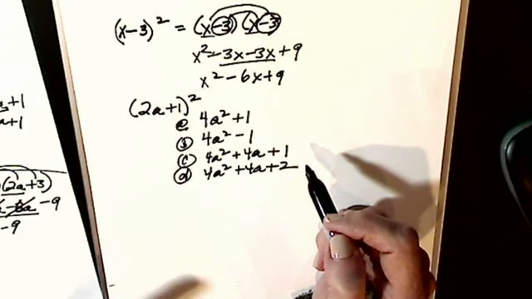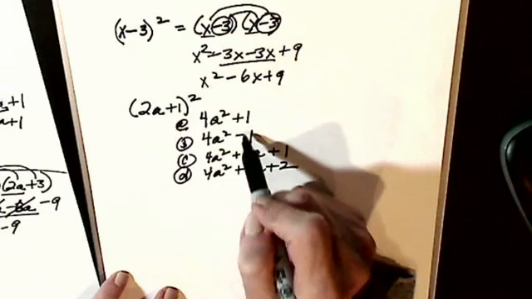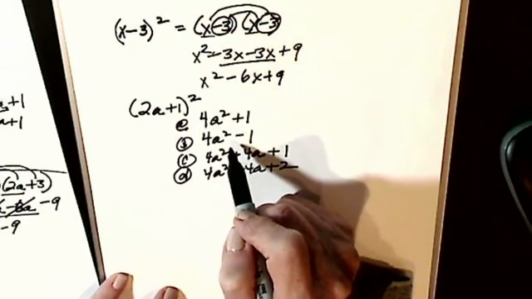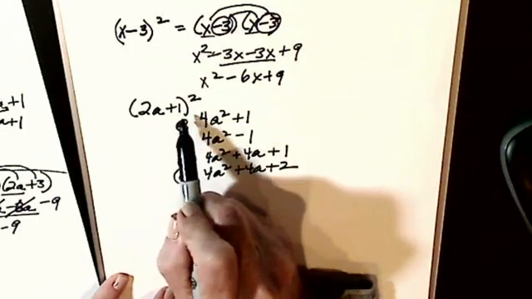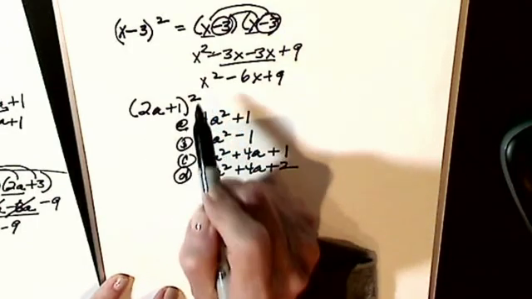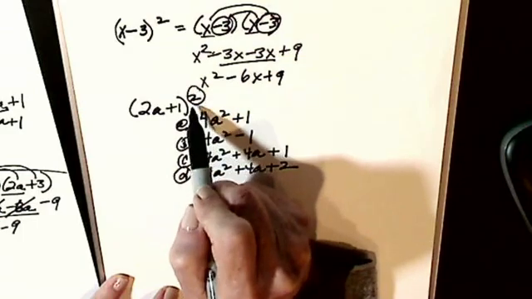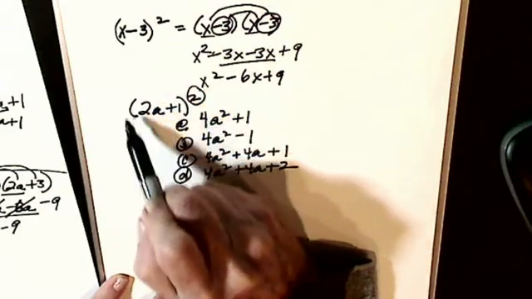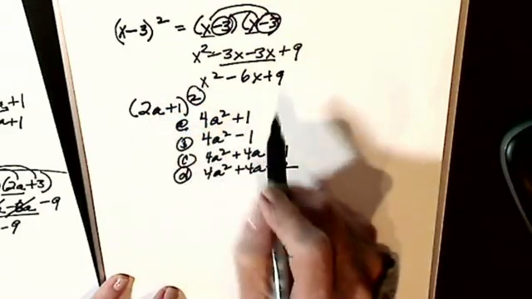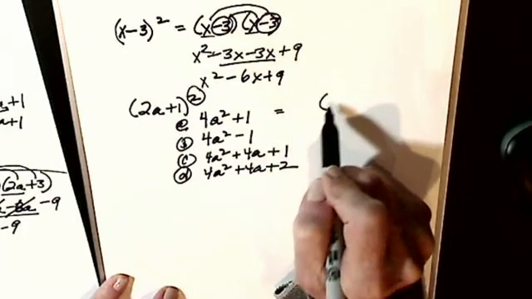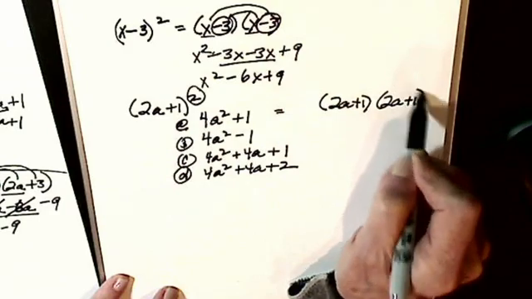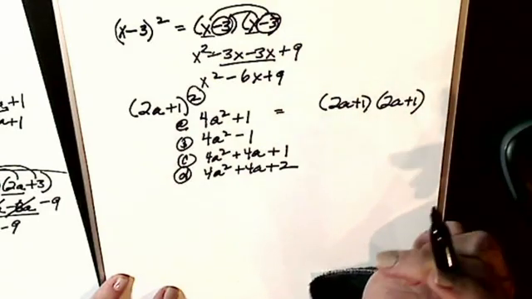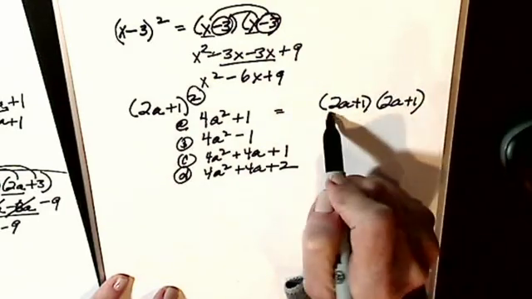So now, a common mistake would be if you picked A or B. I have to know that I cannot just square the first term and square the second term. This exponent means I am squaring this whole quantity that's in parentheses. So this becomes 2a plus 1 times 2a plus 1. I have to know it's a FOIL. Then I just do my thing.